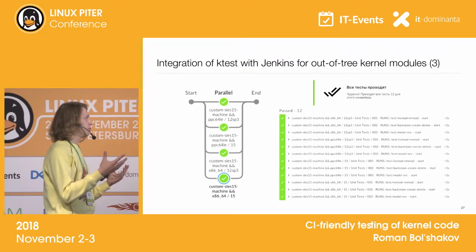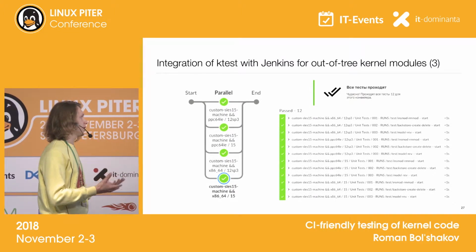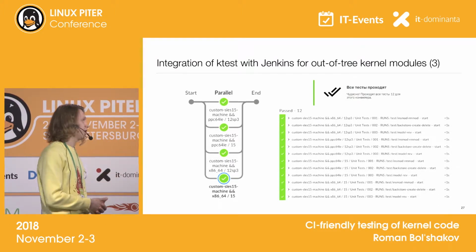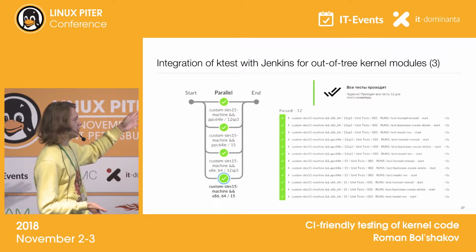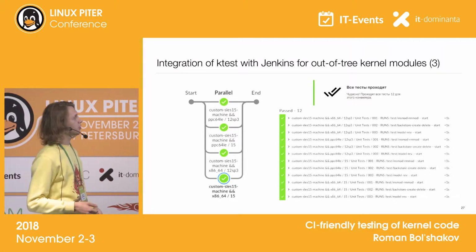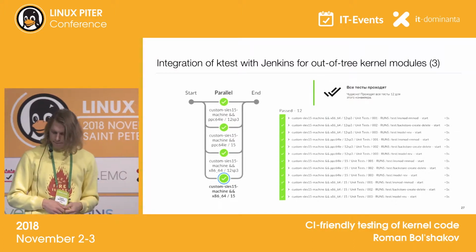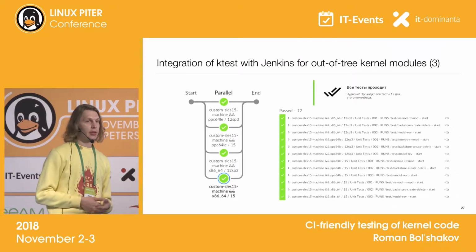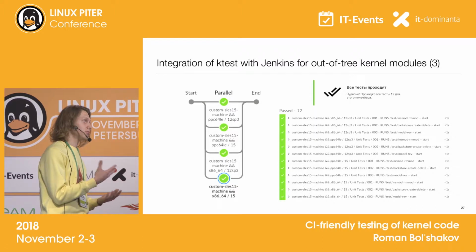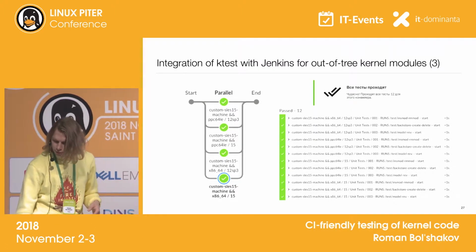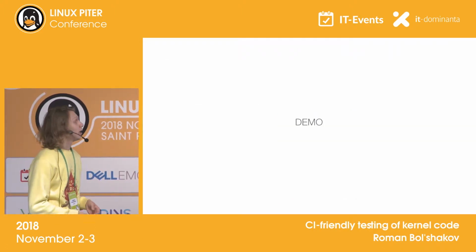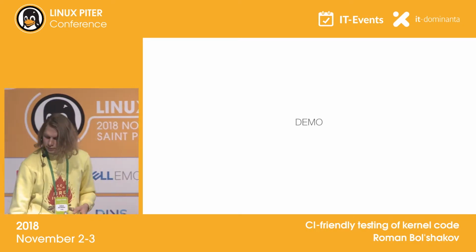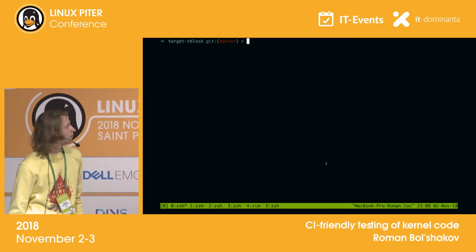As a result, we get the following working integration. We have the matrix built, we have tests that are launched everywhere, and we have achieved the possibility to integrate with Jenkins, and also show you the local operation of KTest, local work when you develop something.